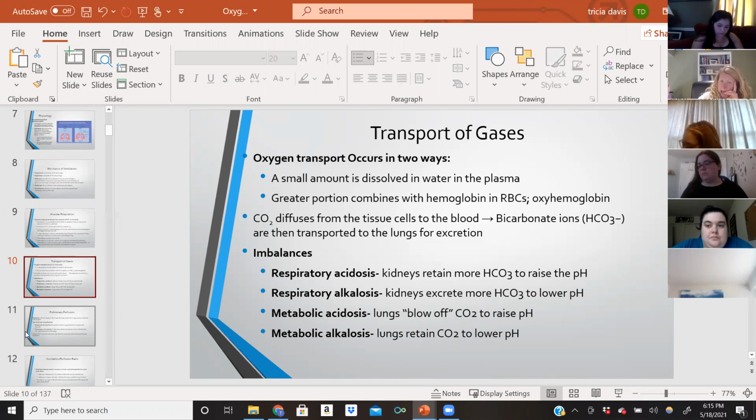We do have those imbalances that we've been talking about. So we have respiratory acidosis, which is when the kidneys retain more bicarb to raise the pH. Respiratory alkalosis, which is where the kidneys excrete more to lower the pH. Metabolic acidosis, the lungs are blowing off carbon dioxide to raise the pH. And then metabolic alkalosis, the lungs are retaining carbon dioxide to lower the pH.